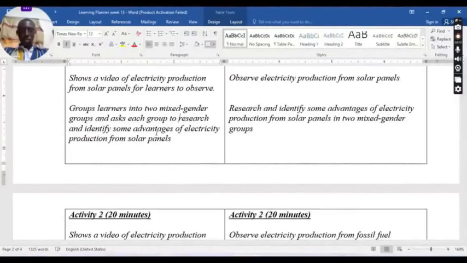So remember, collaborative method is one of the strategies, pedagogies, and also collaboration is one of the competencies they have to learn. They have to cultivate it. They have to collaborate with others in life and society. So the corresponding response is that learners will research and identify some advantages of electricity production from solar panels in 2 mixed gender groups. So group 1, group 2, they will all research and bring out their findings. So this is activity 1.